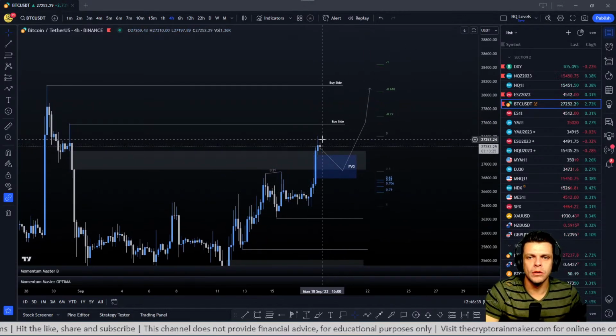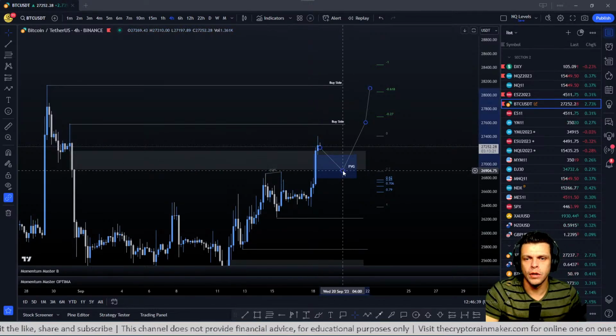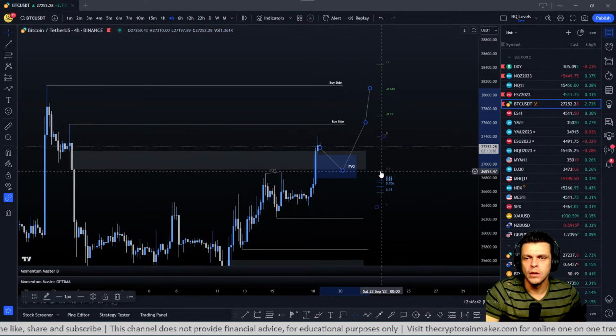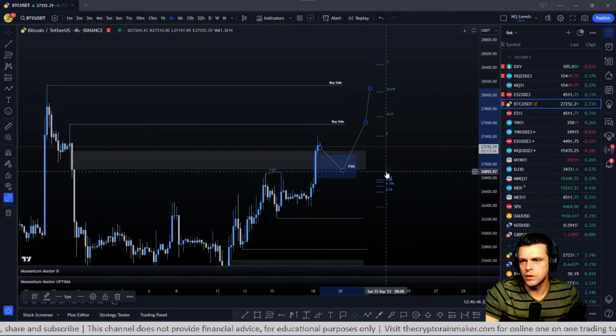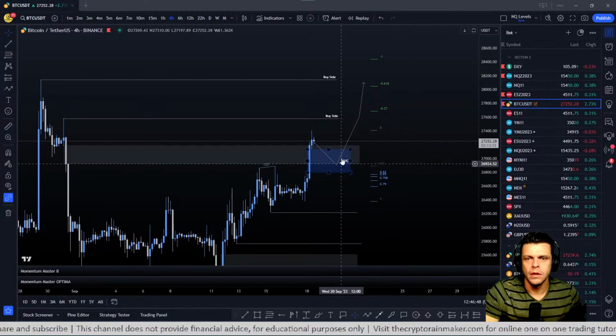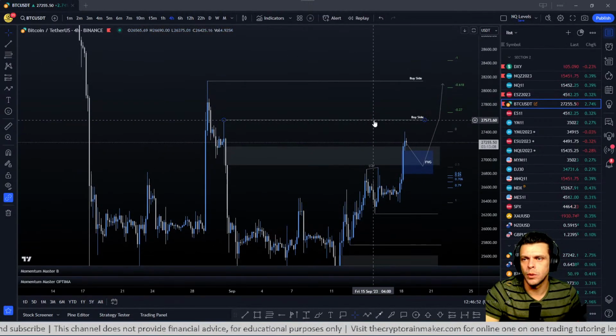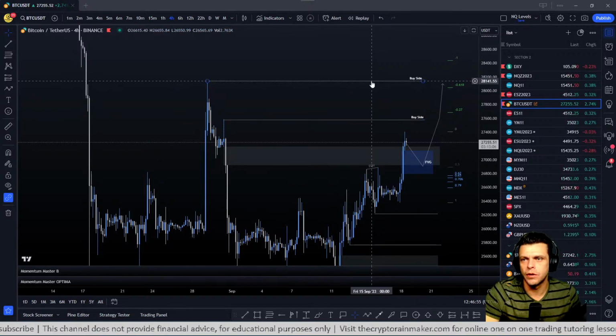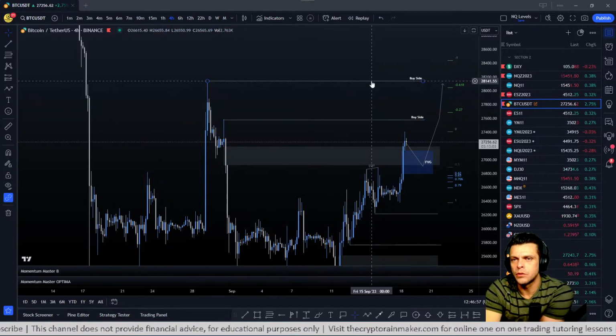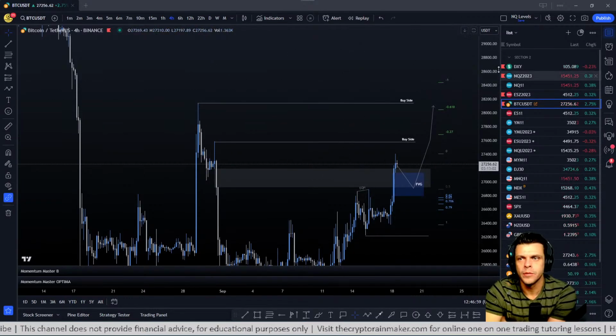So right now it looks like we are putting in a temporary high to come back into this imbalance towards the equilibrium at 26,892, and then move back to the upside towards the buy side liquidity at 27,573 and 28,141.